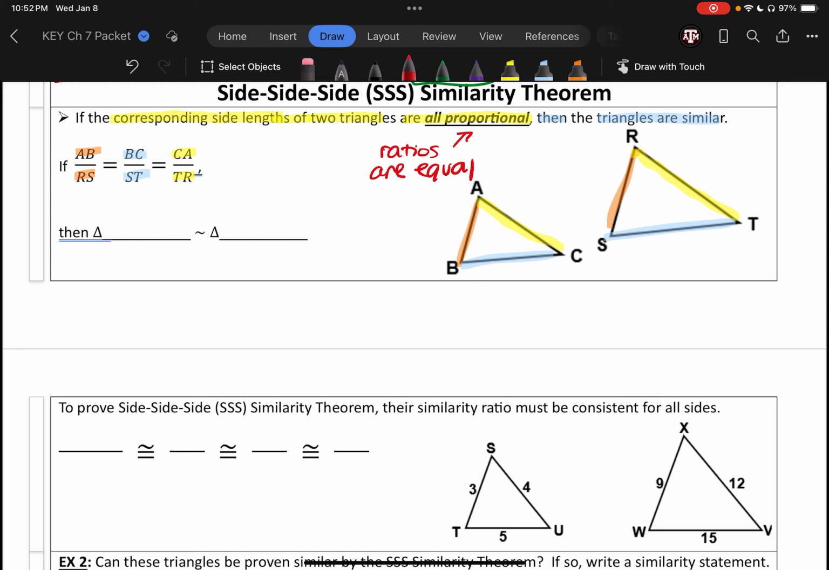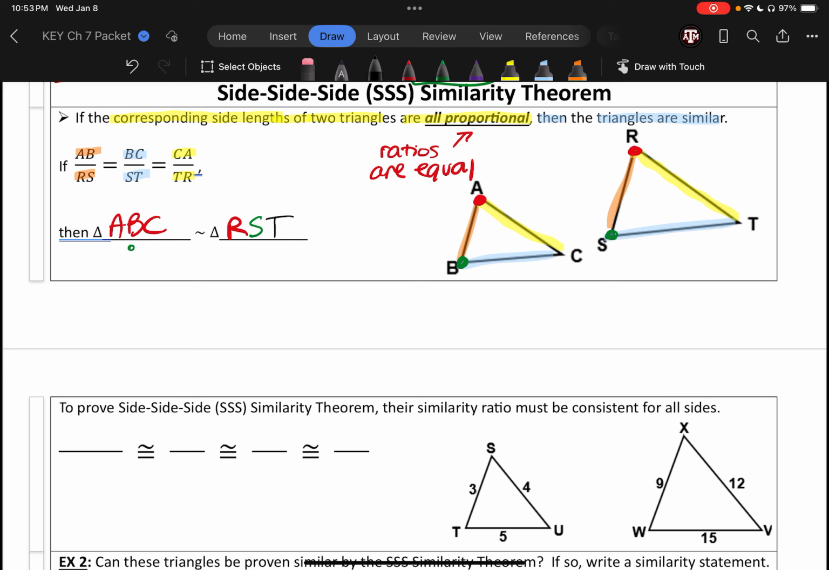Okay, so if I want to write a similarity statement here, it's up to you how we want to write this. I'm going to start with triangle ABC. I started here with A, so in the second triangle, I need to start with the one that corresponds to that. What corresponds to A? Well, A is joining the yellow and orange. Yellow and orange is R. So this would be R. And then B would be the next letter that we wrote. B meets up with orange and blue. So S is orange and blue. That's what corresponds. And then we only have one letter left here, so T.